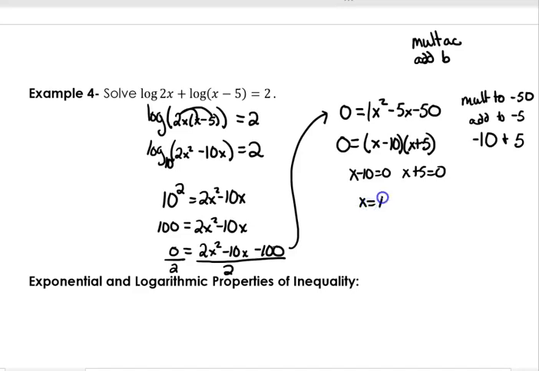And my answers are x equals 10 and x equals 5. I'm sorry, negative 5. We got to subtract that 5 over. Okay, now, always be careful on logs. You need to check on the logs to see if they work.